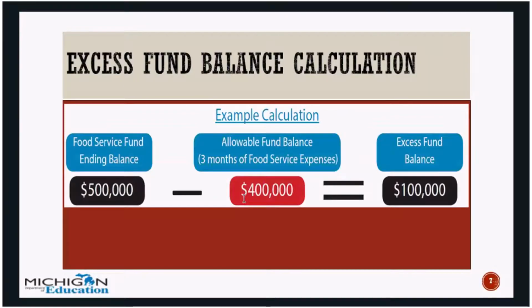Next, determine if the SFA has an excess fund balance by comparing the ending fund balance to the 3 months average expenditures, or allowable fund balance. SFAs must submit a plan of action in the GEMSMAR system if an excess fund balance is present. In this example, the ending fund balance is $500,000 less the allowable fund balance of $400,000. In this example, there is an excess fund balance of $100,000, and the SFA is required to submit a plan of action in GEMSMARS.